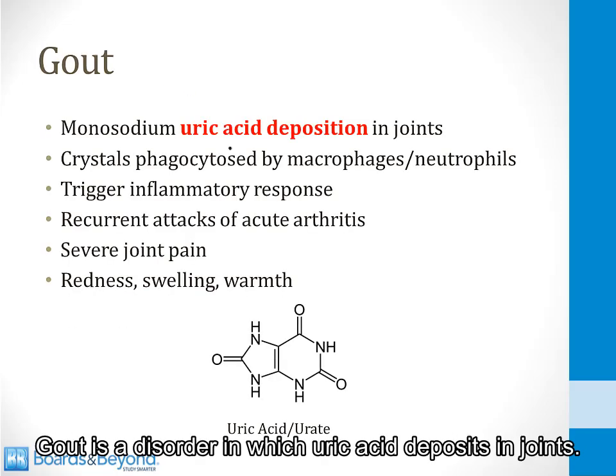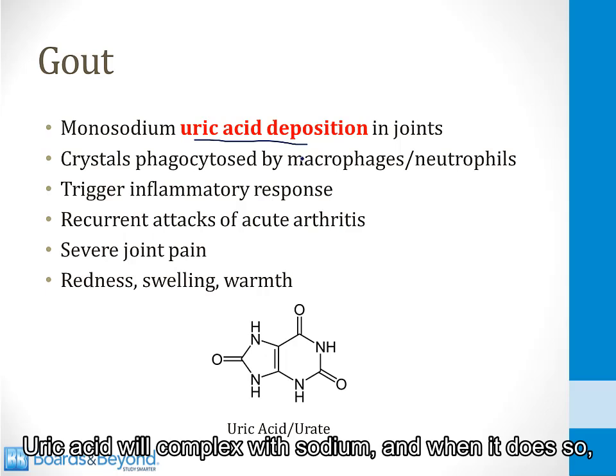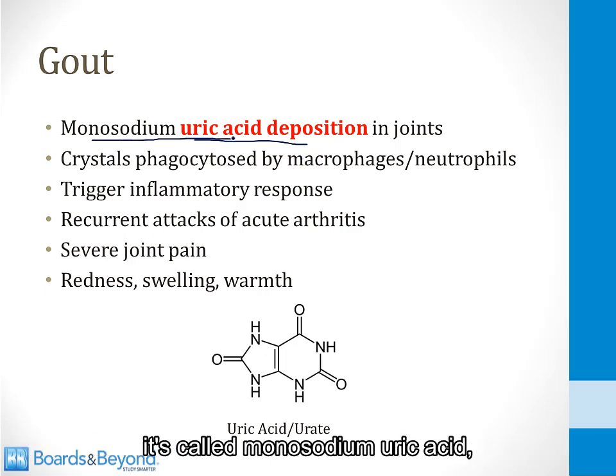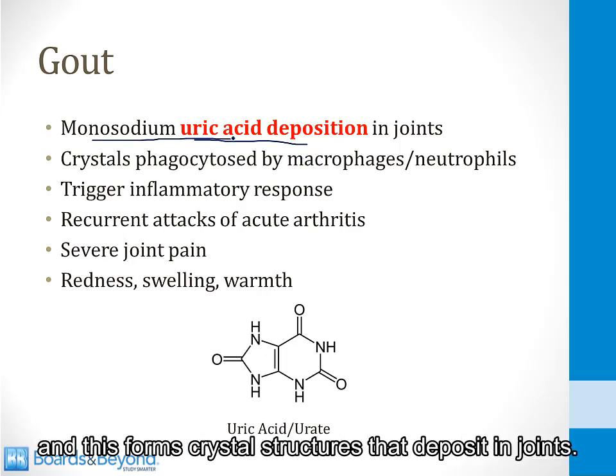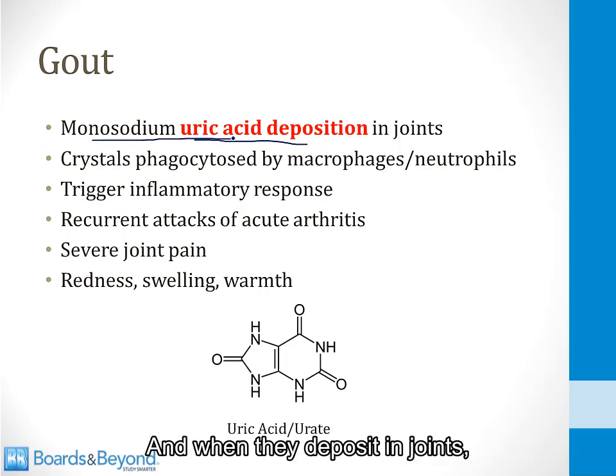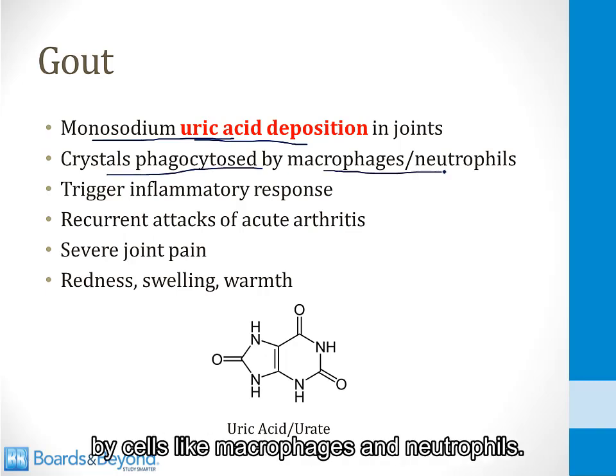Gout is a disorder in which uric acid deposits in joints. Uric acid will complex with sodium, and when it does so, it's called monosodium uric acid, and this forms crystal structures that deposit in joints. And when they deposit in joints, the crystals are phagocytosed by cells like macrophages and neutrophils.